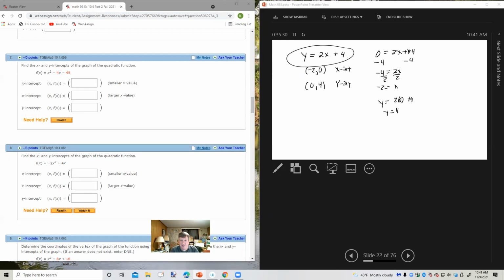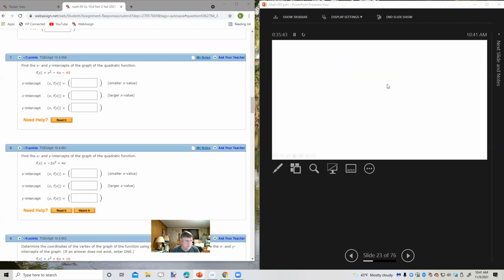So to find an x-intercept, set y equal to 0. To find a y-intercept, set x equal to 0. Any questions about that? Now that's with a linear equation. Now we're looking at a quadratic equation, problem number 7, but the rules haven't changed. To find an x-intercept, set y equal to 0. To find a y-intercept, set x equal to 0.